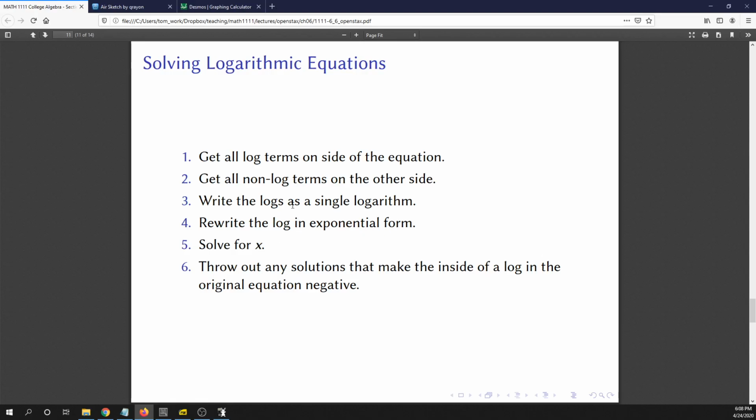Again, when you do this part where you rewrite the logs as a single log and use the product, quotient, and power rule for logs, sometimes you will get false solutions even if you did everything perfectly. So you will have to check your answers to make sure that none of the answers make the inside of one of the logs in the original equation negative. So just plug those x's back in to the original and double check that. We really didn't have to do that in any of the previous examples, but we will definitely be doing that in the examples that we are going to take a look at next. Those examples are going to be moved to a separate video or separate videos.